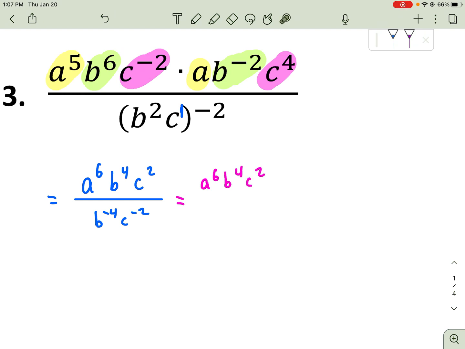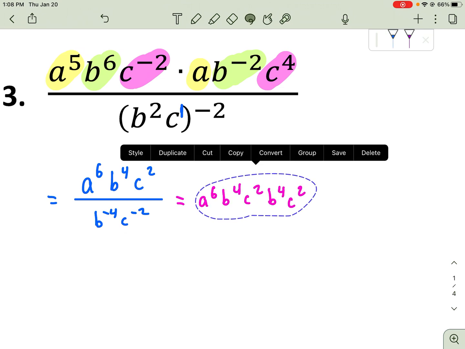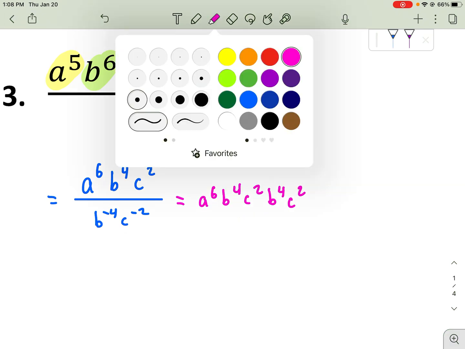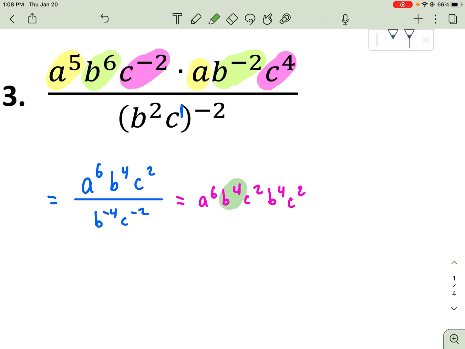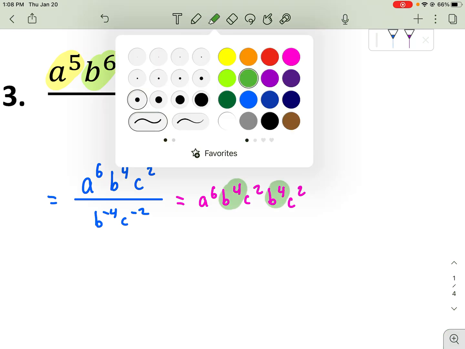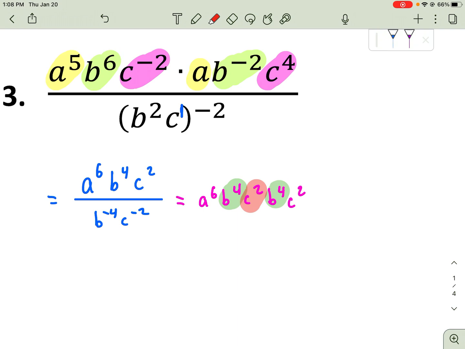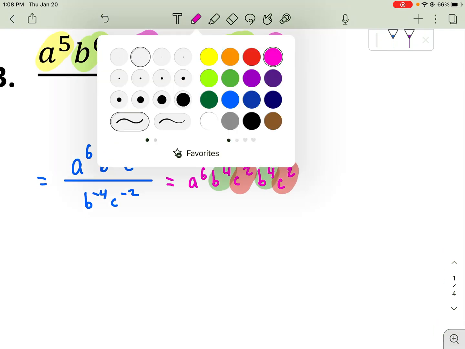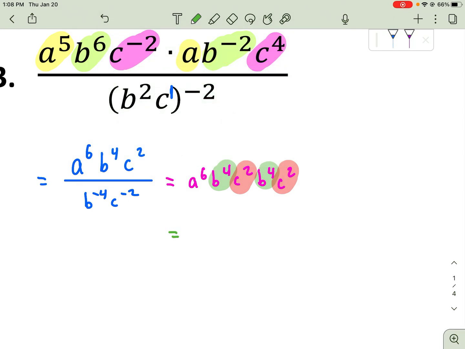And then this b to the 4th goes to the top, and the c squared goes to the top as well. And so now we again can do this thing where we have two things that have b, so we can multiply those together. We've got two things that have c, so you multiply those, but when you multiply, you actually add the exponents. So you end up with a to the 6th, b to the 8th, c to the 4th.